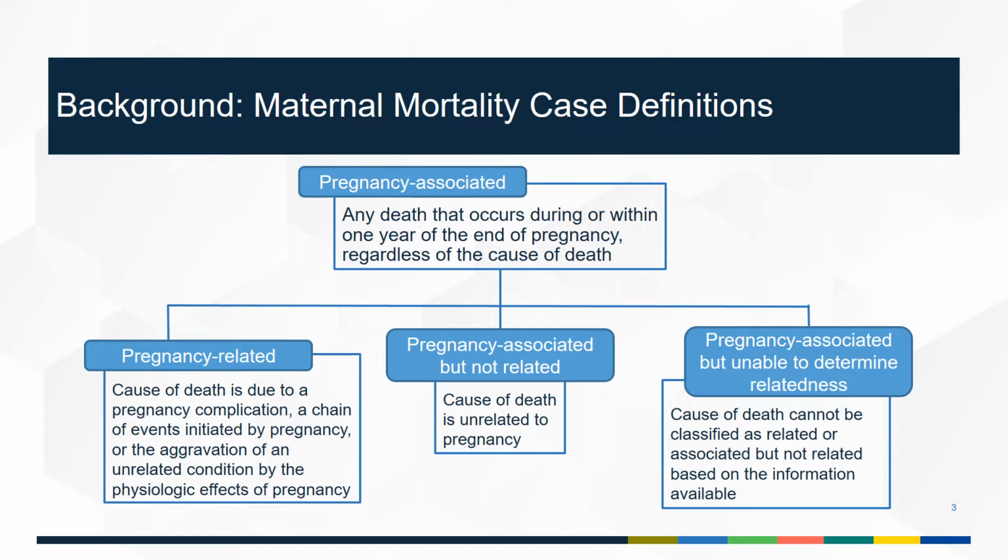The third classification is pregnancy-associated but unable to determine relatedness. These deaths are exactly that, cases where, even after review of all available information, it is not clear whether the cause of death was related to the pregnancy or not. A couple of examples of this might include suicide or drug overdose.